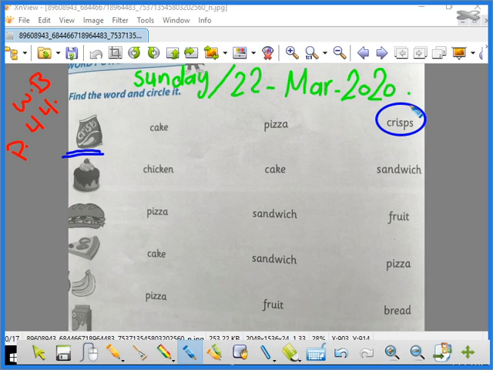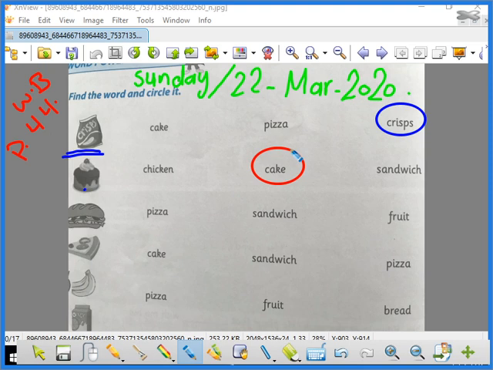Number 2. Is it chicken, cake, or sandwich? No, it's not chicken and it's not sandwich. It's cake. Yes.